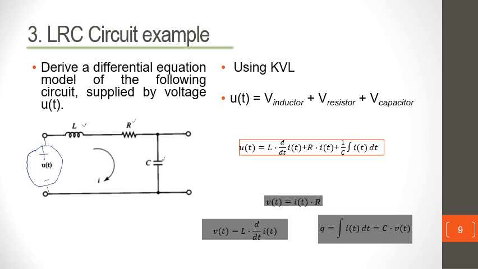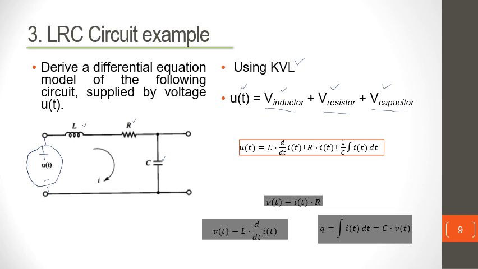So we need to derive a differential equation model for this. In this case, because we have a single loop, we can use KVL. Remember, KVL simply says that the supply voltage will be equal to the sum of the voltage drops across each of the elements. So our supply voltage, U of t, will be equal to the voltage across the inductor plus the voltage across the resistor plus the voltage across the capacitor.